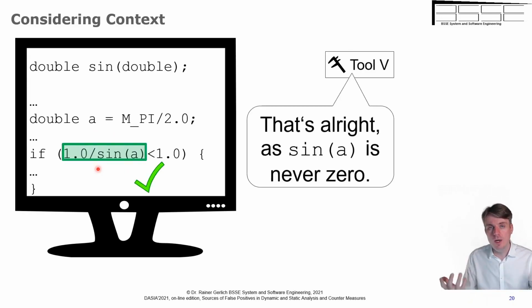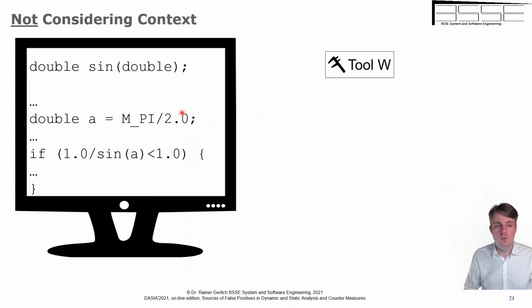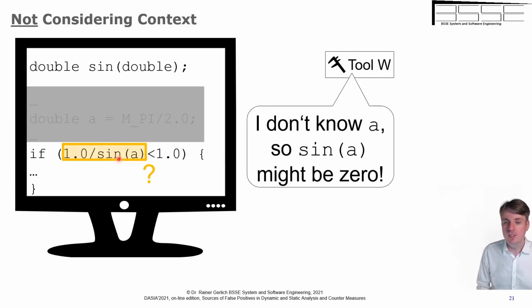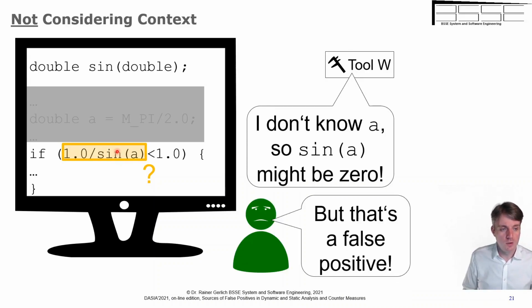And in our case, the tool might say, that's all right, sin A is never 0, so there's no division by 0 here. I know that because I have considered this context. On the other hand, we might have tools that are not considering context. So for such tools, this assignment here might be invisible. So they would get to that statement and they wouldn't know anything about the value of A, and they would have to conclude that it might be a multiple of pi, leading to sin A being 0. So such a tool would have to tell us, I don't know A, so sin A might be 0. And we would of course conclude, looking at the context here, that it is a false positive.